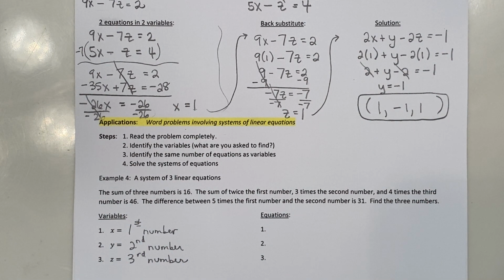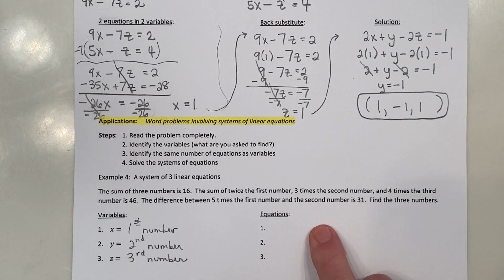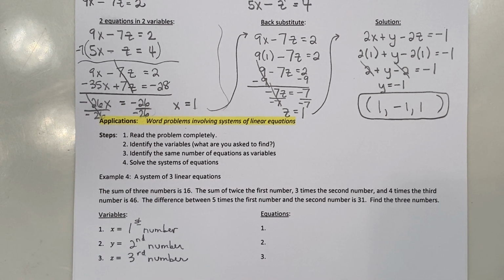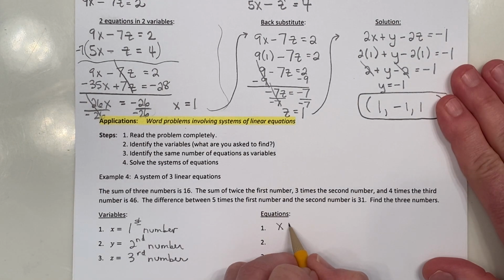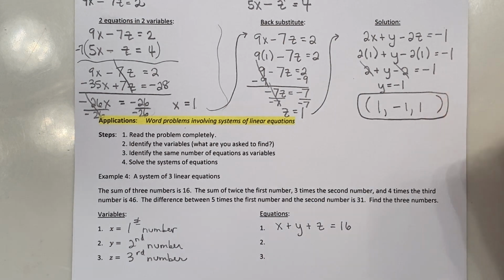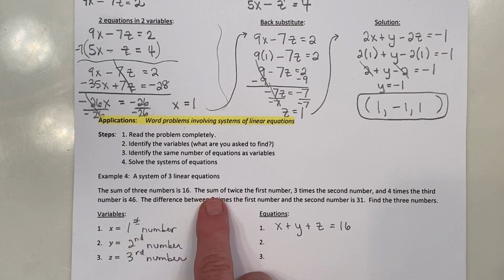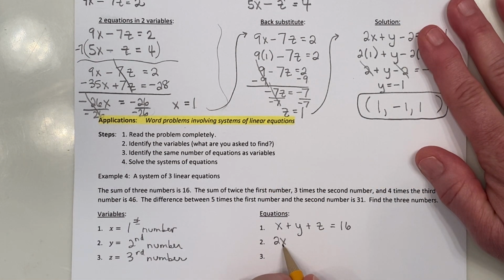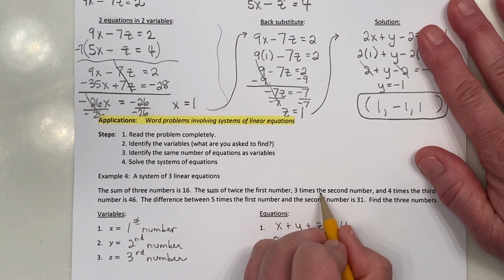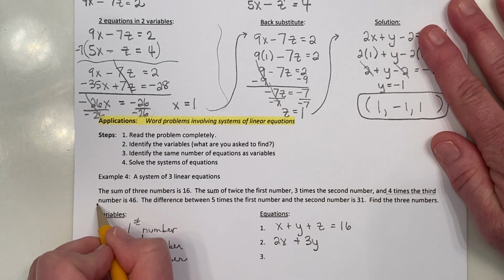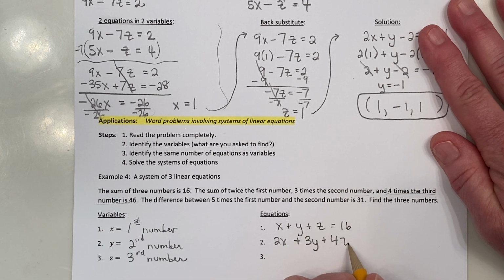Got it. All right, let's go back to the problem and kind of decode, see if we can come up with the three equations that we're going to be solving. So the sum of three numbers is 16. Well, that looks like just x plus y plus z equals 16. One down, two equations to create. The sum of twice the first number, so 2 times the first number, plus 3 times the second number, 3y, and 4 times the third number, 4z, is 46.